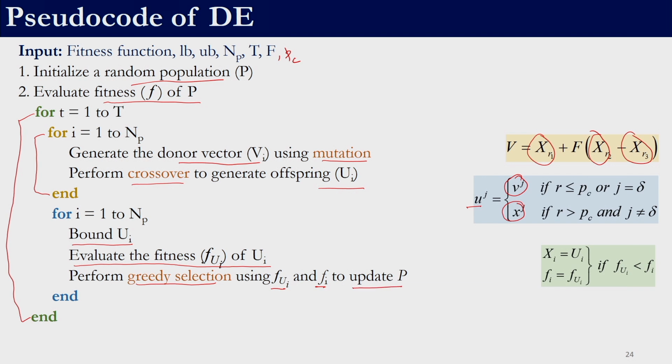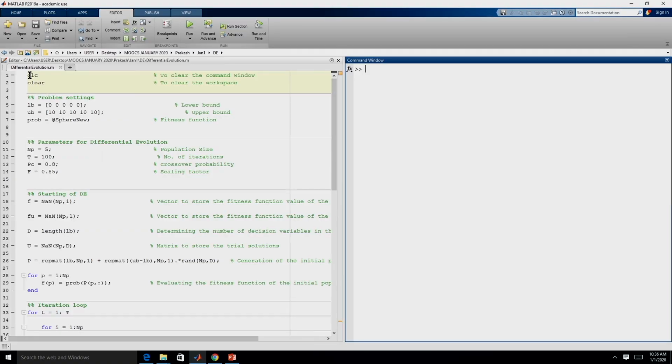So, we will implement this on MATLAB. Similar to what we have been doing previously, we will first walk you through the code and then we will get into the debug mode and execute it line by line, so that it gives a better understanding of the working of differential evolution. This is the differential evolution code.